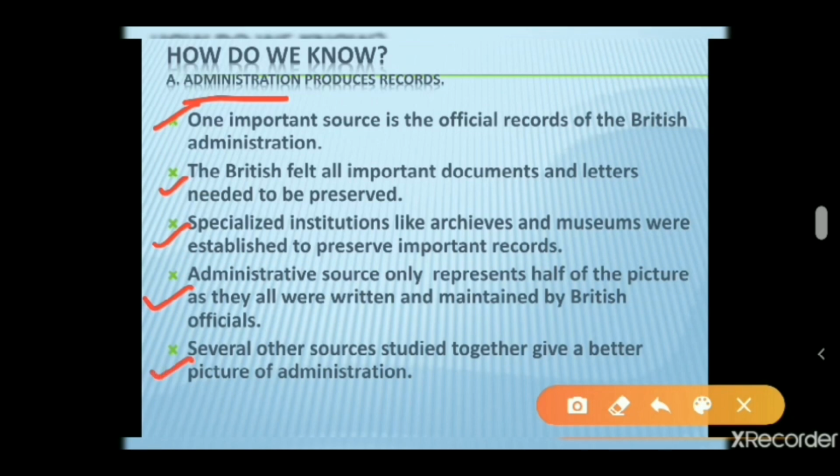Several other sources studied together give a better picture of administration. So it's not just that we read the records produced by the Britishers to understand the whole story. We also need to study several other sources to give us a better picture of administration at that time.